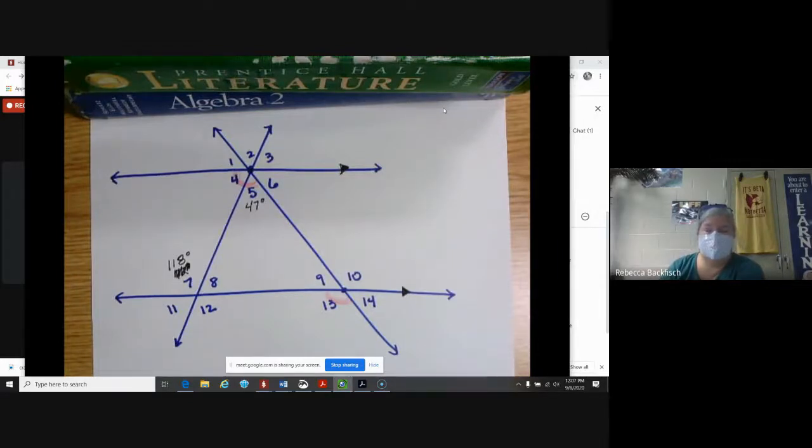If you're not sure where to start, the easiest place to start is probably just by finding all of these angles right here.